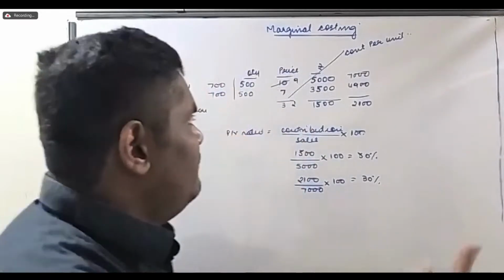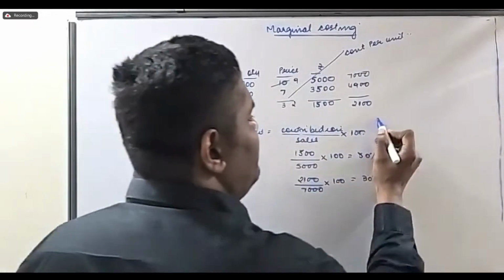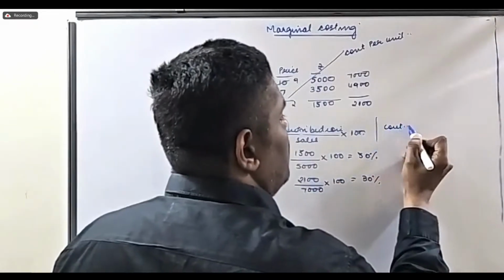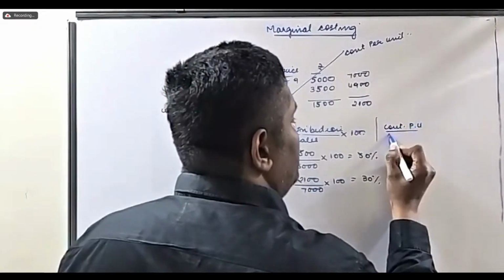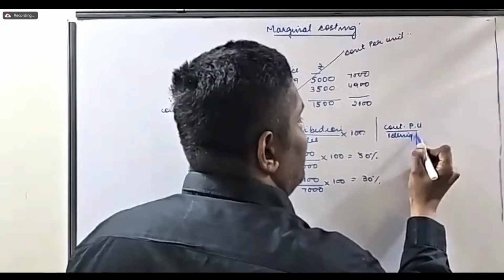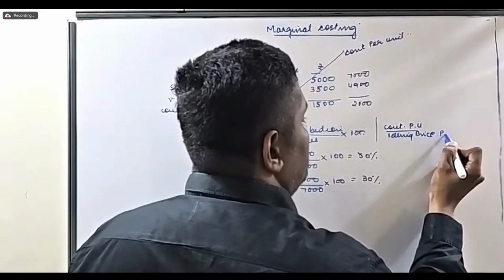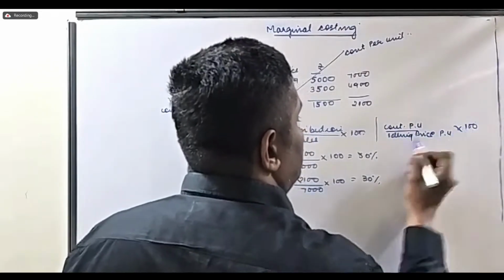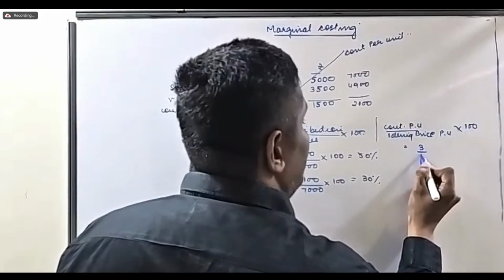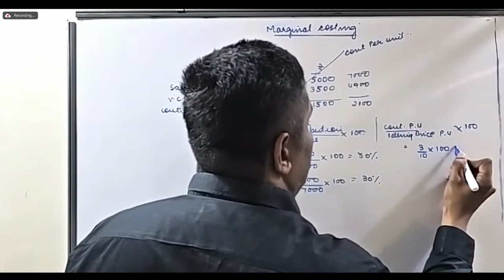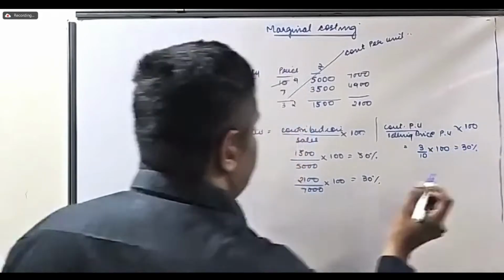So very simple, the alternate formula for PV ratio can be contribution per unit divided by selling price per unit into 100. So it will be 3 by 10 into 100, that is 30%.